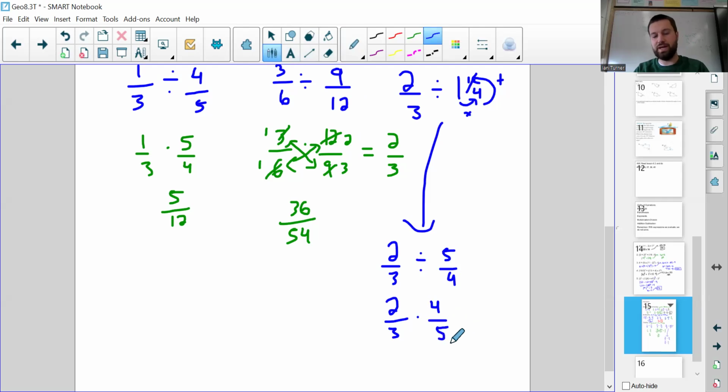No cross canceling here, right? So we just got to straight up multiply and we get 8/15. And I don't think that's simplifiable. So that is it.